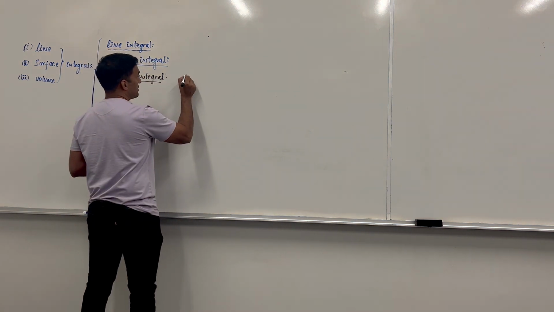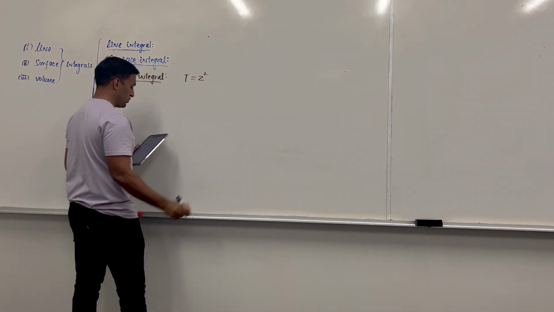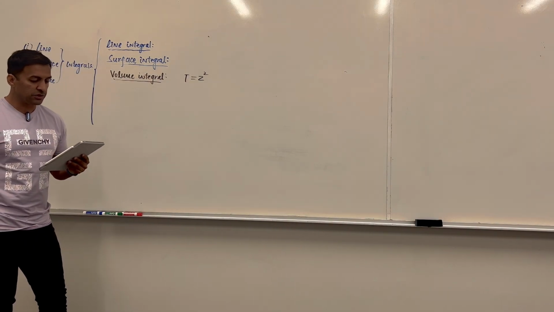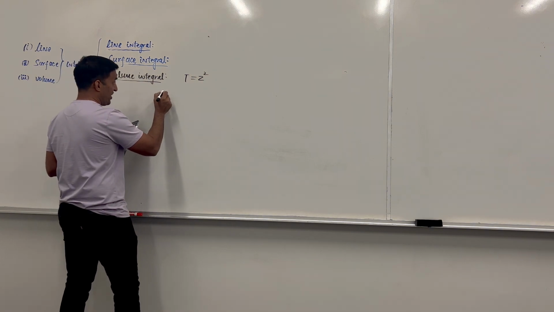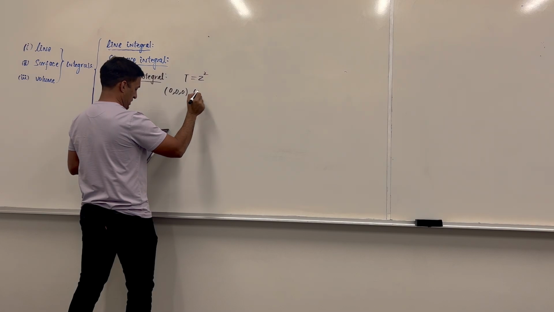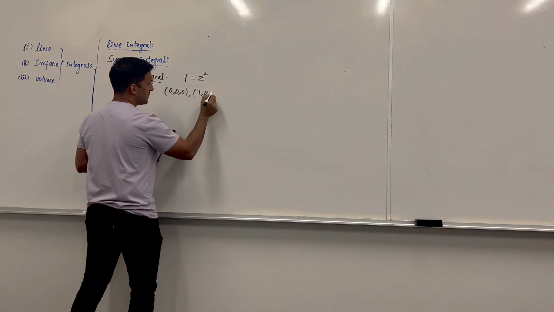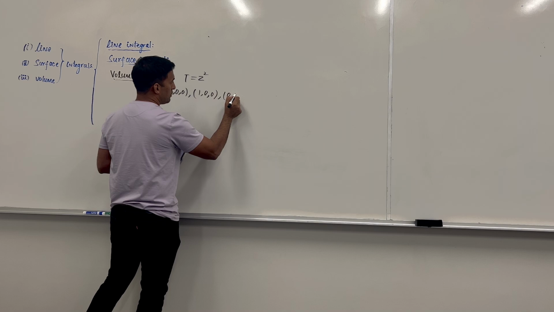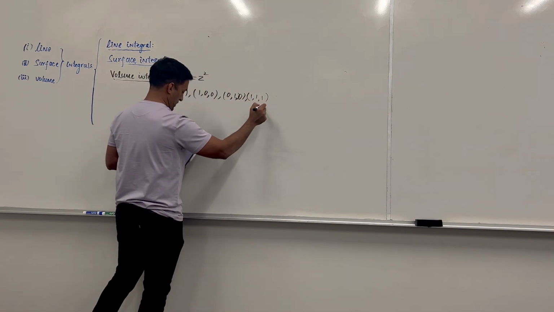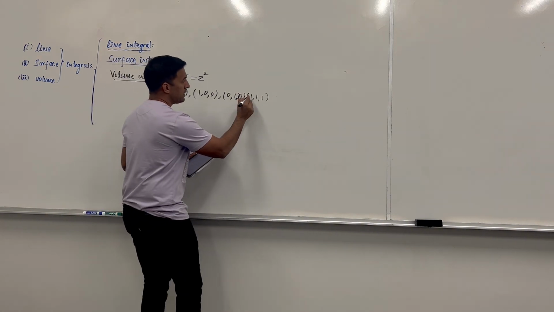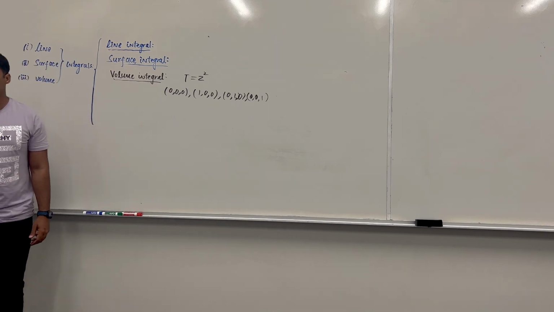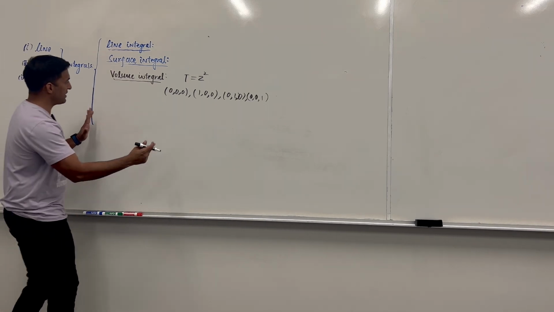So this is the function, it's given, T equals z squared, over the tetrahedron with corners at 0, 0, 0, 1, 0, 0, 0, 1, 0, and then finally 0, 0, 1. And these coordinates relate to x, y, and z values. Okay, let's make this tetrahedron.